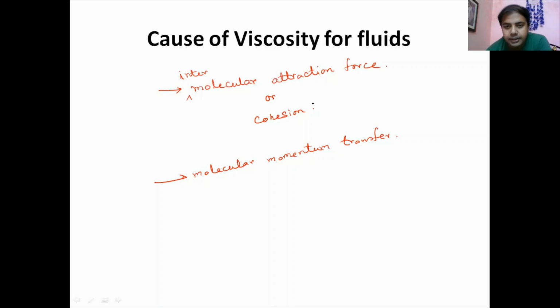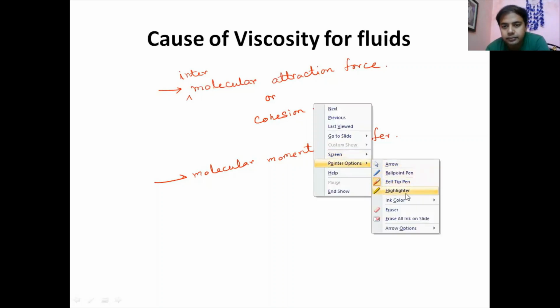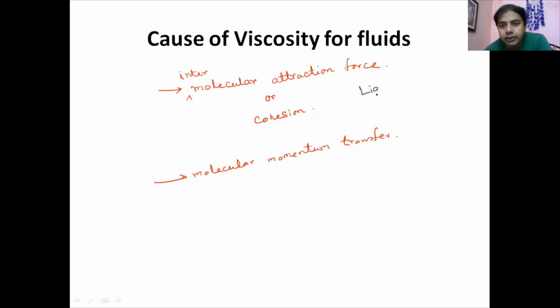In case of the liquid, the molecular attraction force is dominating. So the viscosity of the liquid mostly depends on the intermolecular attraction force. Whereas in the gas, the attraction force between two molecules is very less. So here the molecular momentum transfer comes into the picture and is dominating in case of the gas. The viscosity of the liquid depends on the intermolecular attraction force. The viscosity of the gas depends on the molecular momentum transfer. This is the cause.